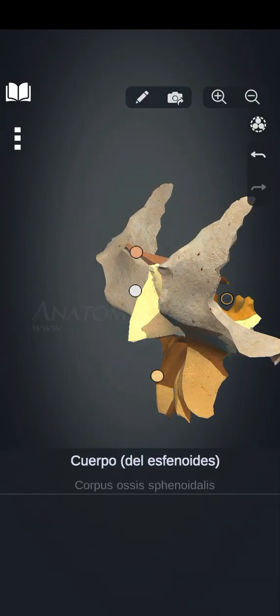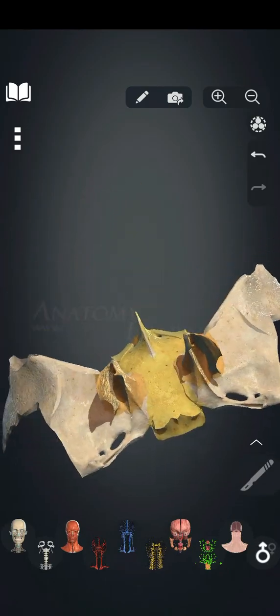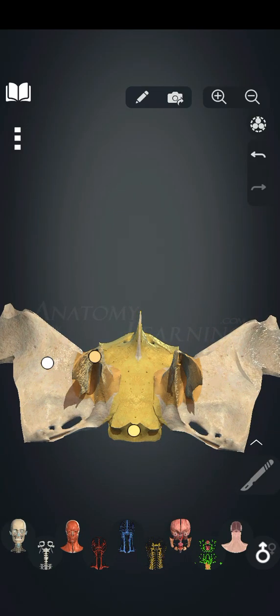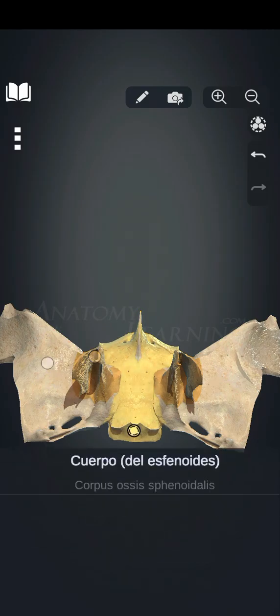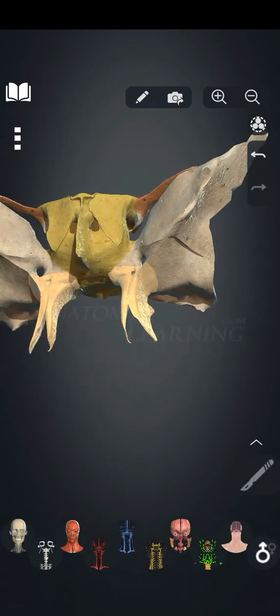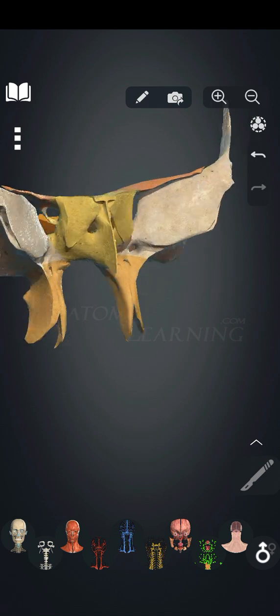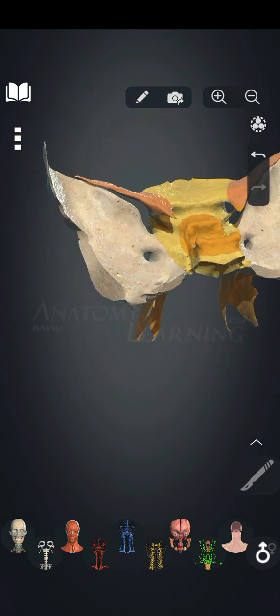In terms of articulations, the sphenoid bone connects with the frontal, parietal, temporal, occipital, ethmoid, zygomatic, palatine, and vomer bones. This extensive articulation network reinforces its role as a central stabilizing structure within the skull, distributing mechanical forces and maintaining cranial integrity.